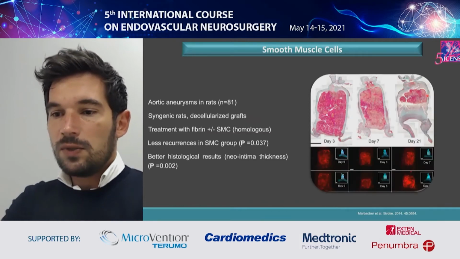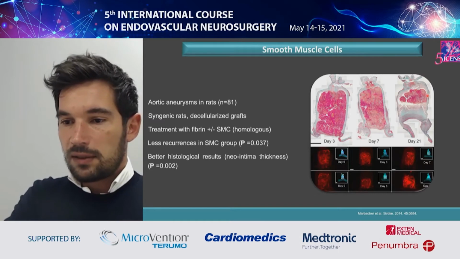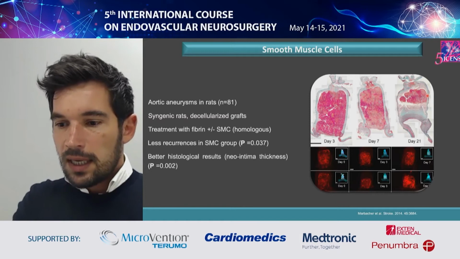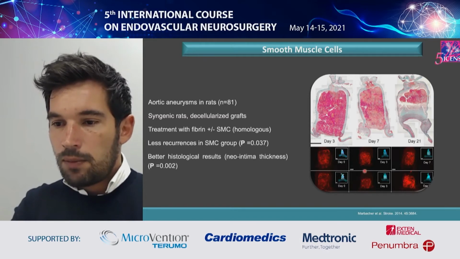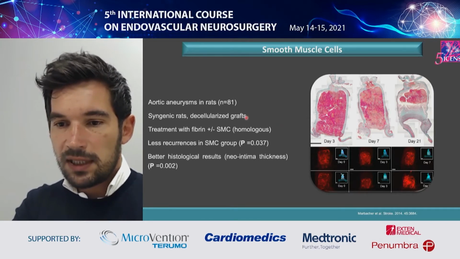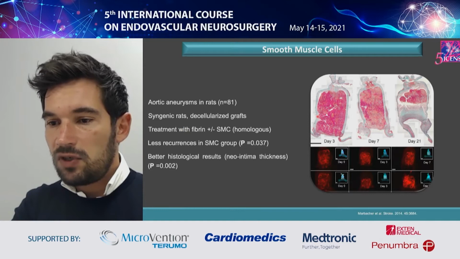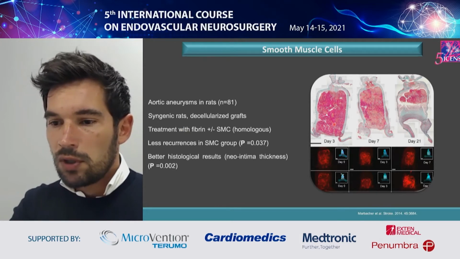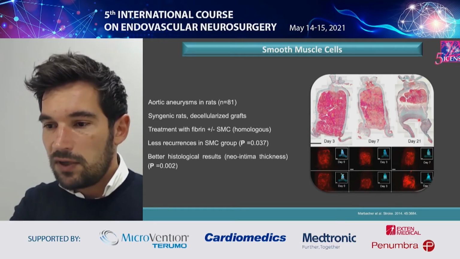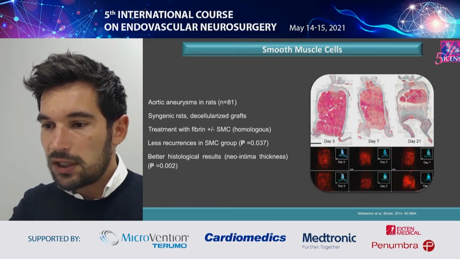Then you can use smooth muscle cells. You remember that there are fewer smooth muscle cells in the aneurysm wall than in normal arteries. And Marbacher et al. published a study in rats using smooth muscle cells in treatment with fibrin. So they have some kind of sponge with fibrin, and they added smooth muscle cells in it, and they observed much better results at the level of the neck. You can see here that there is neoendothelialization with endothelium and collagen at the level of the neck.